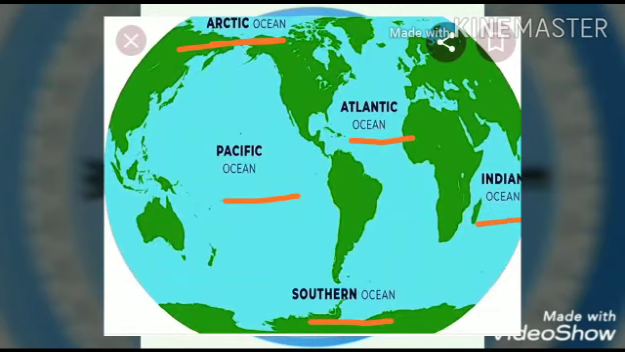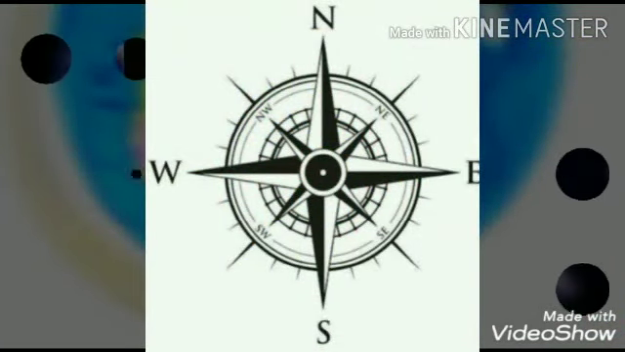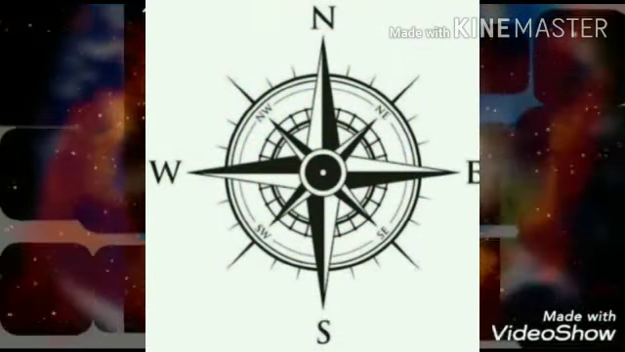Then the 7 continents are Asia, Europe, Africa, North America, South America, Antarctica, Australia. Lastly, we have learned the use of compass to know the direction. How many directions are there, children? There are 4 directions: north, south, east, west.